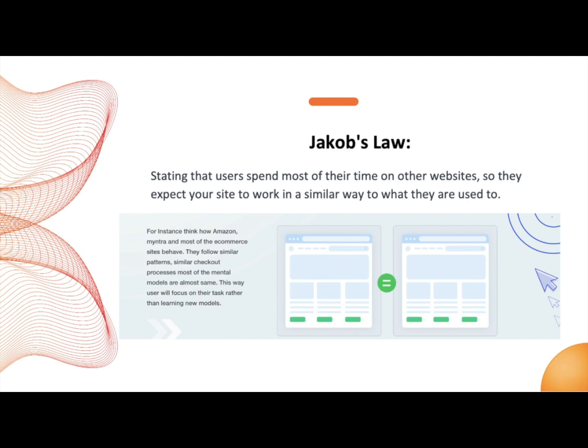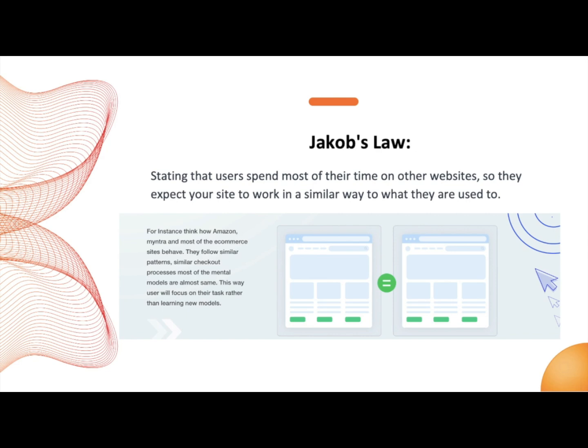Next, we'll discuss Jacob's law. What Jacob's law says is that users spend most of their time on other websites or other mobile applications, so they expect your site to work in a similar way to what they are used to. I'll just break this down in a simpler way.